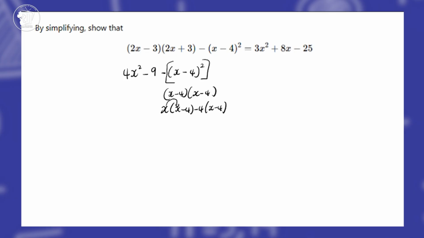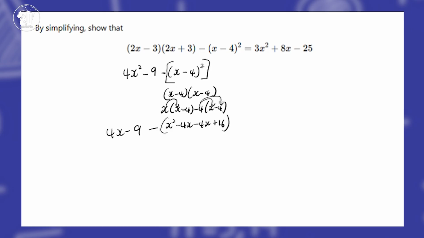And we distribute now. x times x will give us x². x times -4 would give us -4x. And -4 times x would give us -4x. And -4 times -4 would give us +16. So we'll have this in a bracket, subtract (4x² - 9). Now this is the tricky part.